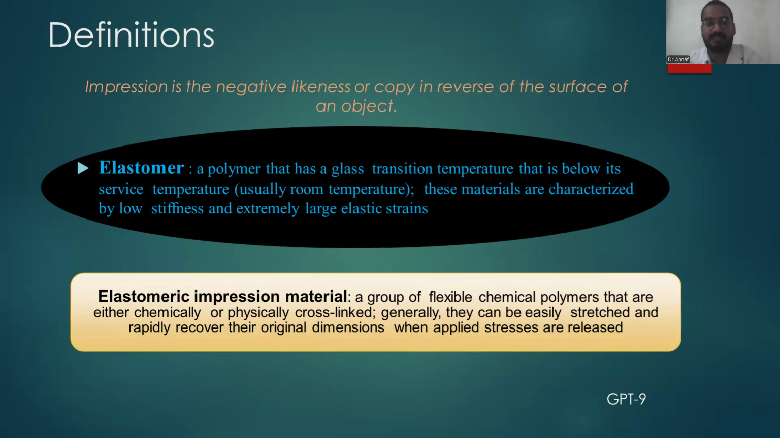An elastomer is a type of polymer that has a glass transition temperature below its surface temperature. These materials are characterized by low stiffness and extremely large elastic strain. Normally we use elastomeric impression material for making a secondary or master impression. Elastomeric impression materials are a group of flexible chemical polymers that are either chemically or physically cross-linked. Generally, they can be easily stretched and rapidly recover the original dimension when applied stresses are released.